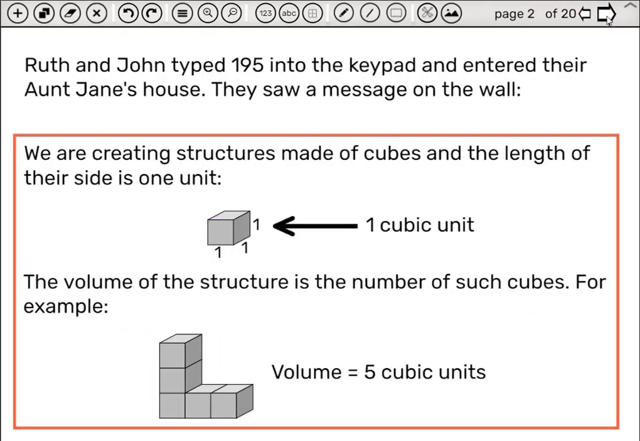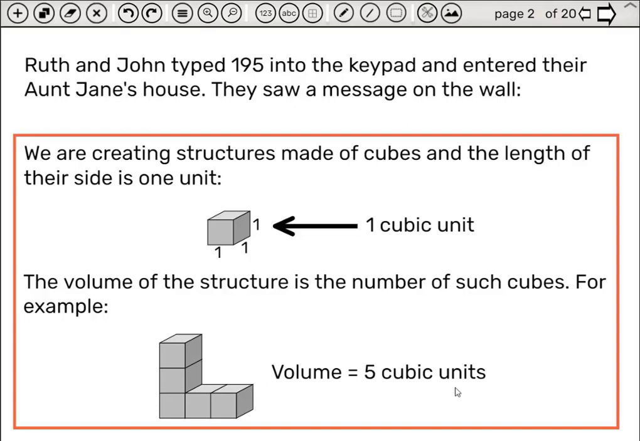Ruth and John typed 195 into the keypad and entered their Aunt Jane's house. They saw a message on the wall. We are creating structures made of cubes, and the length of their side is 1 cube, so this is 1 cubic unit. The volume of the structure is the number of such cubes. For example, the volume of the structure is 5 cube units. In this way, we connect the concepts of a volume and cubic units. In these questions, all the structures are made of cubic units. This makes it pretty straightforward.